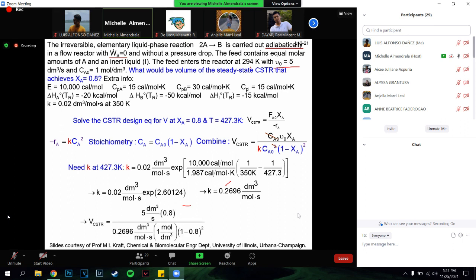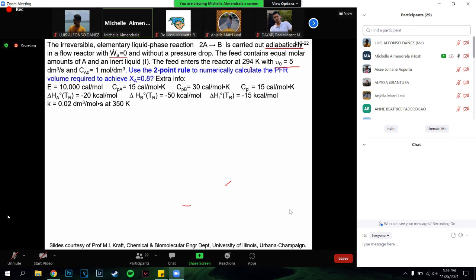And so once you have your K, you're now ready to put that K in the volume design of the reactor, CSTR. Given everything, you can measure the volume of the CSTR to be 370.9 decimeter cube. So that will be your volume for the reactor.